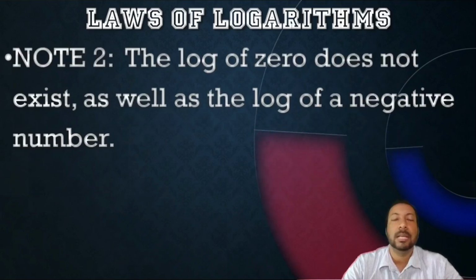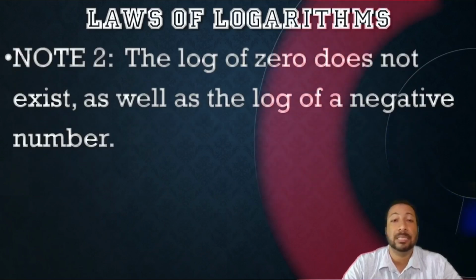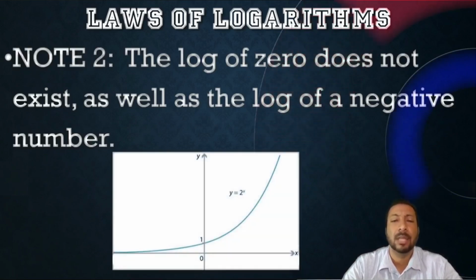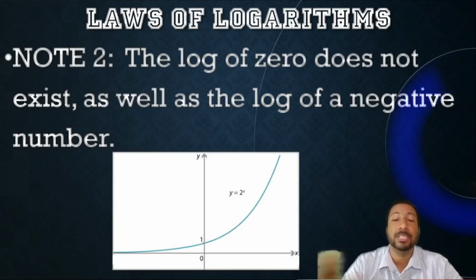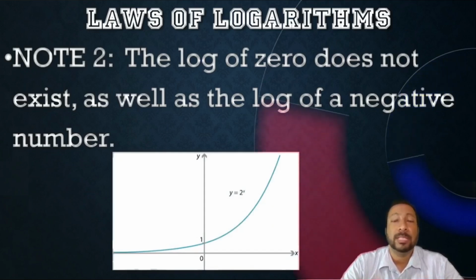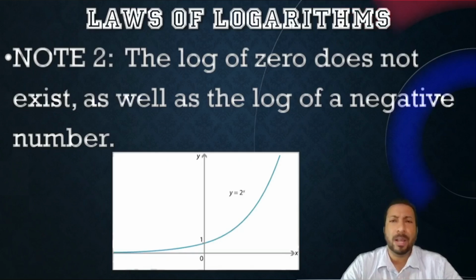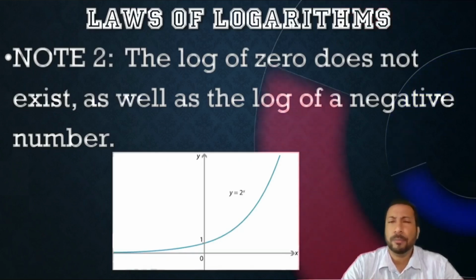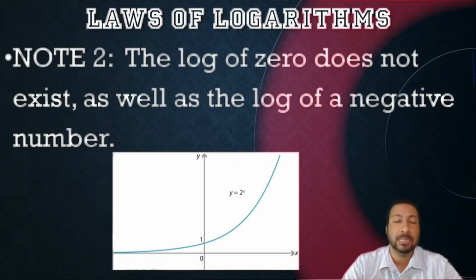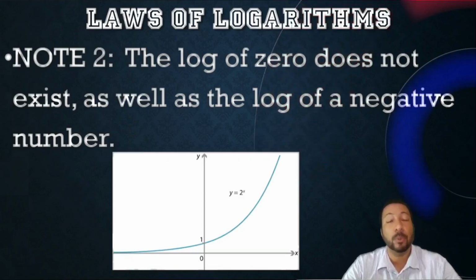Another thing to note is that the log of 0 does not exist, as well as the log of a negative number. Why is that the case? Well, let's take a look at a graph of an exponential function. What do you notice about this exponential function here? The graph only gets bigger and bigger as you go further to the right. What happens as you go further to the left? It gets smaller and smaller. However, it never actually becomes 0. We say that the x-axis is an asymptote to this graph. It approaches it, but never actually reaches it.